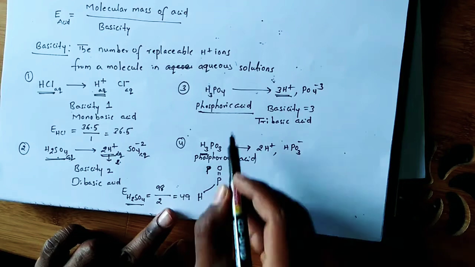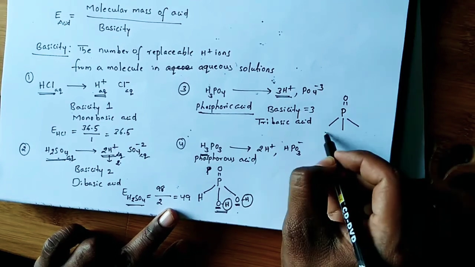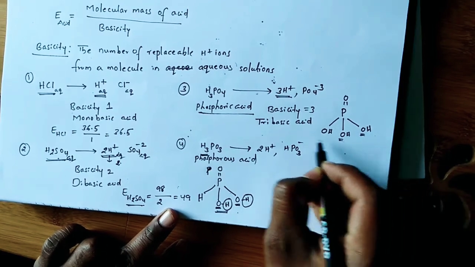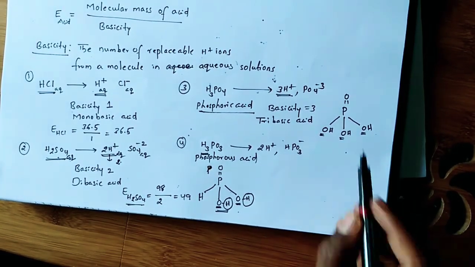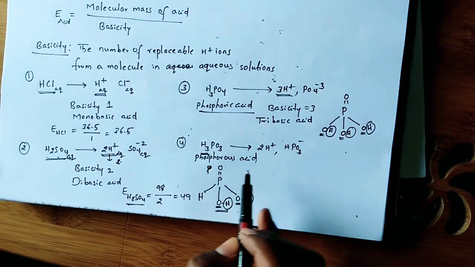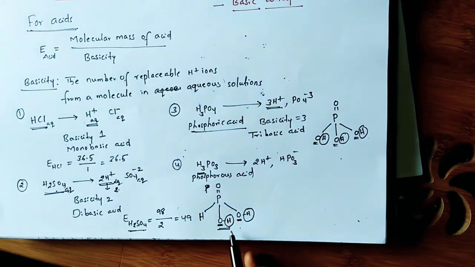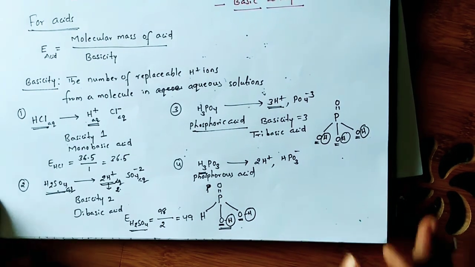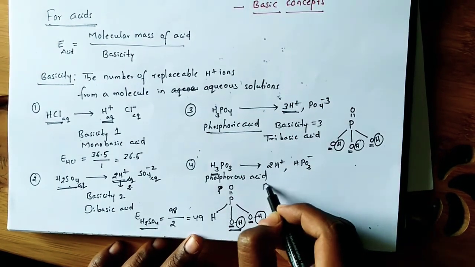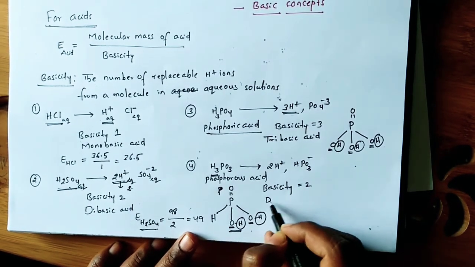So how many are replaceable? In the case of phosphoric acid there are 3 replaceable hydrogens, as all 3 hydrogens are directly attached to the more electronegative atom, oxygen. Only these hydrogens are replaceable. So even though phosphorous acid has 3 hydrogens, among them only 2 are replaceable, because only 2 are directly bonded to the more electronegative atom, oxygen. So the basicity for this phosphorous acid is how much? Basicity 2. This is a dibasic acid.